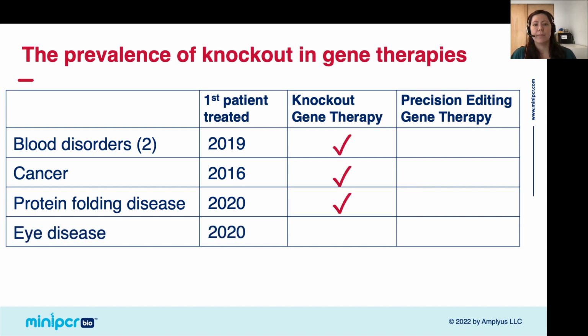For these gene therapies, 3 of the 4 used a gene knockout approach. The eye disease was the only genetic disease where only precision gene editing that relied on homology-directed repair was used. There is a clinical trial using precision gene editing that relies on homology-directed repair to treat sickle cell disease, but the first clinical trial used a gene knockout approach, and I'm going to tell you all about that now.